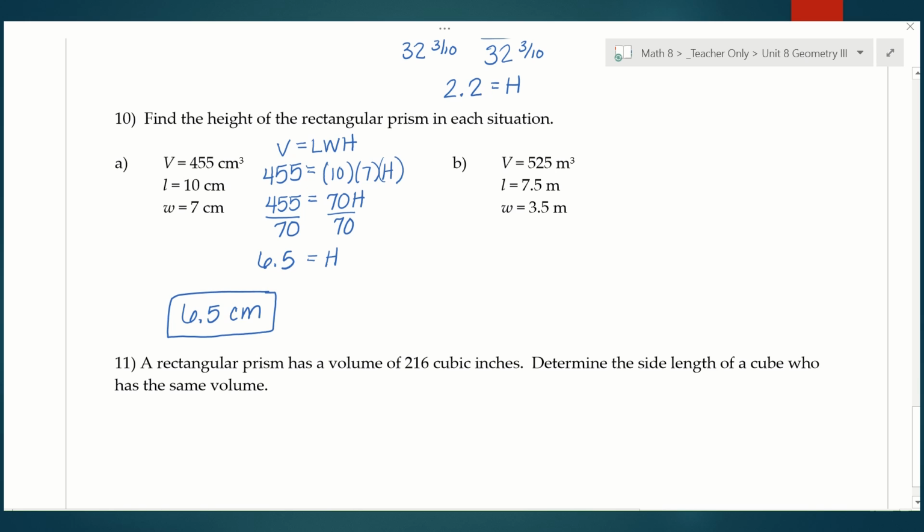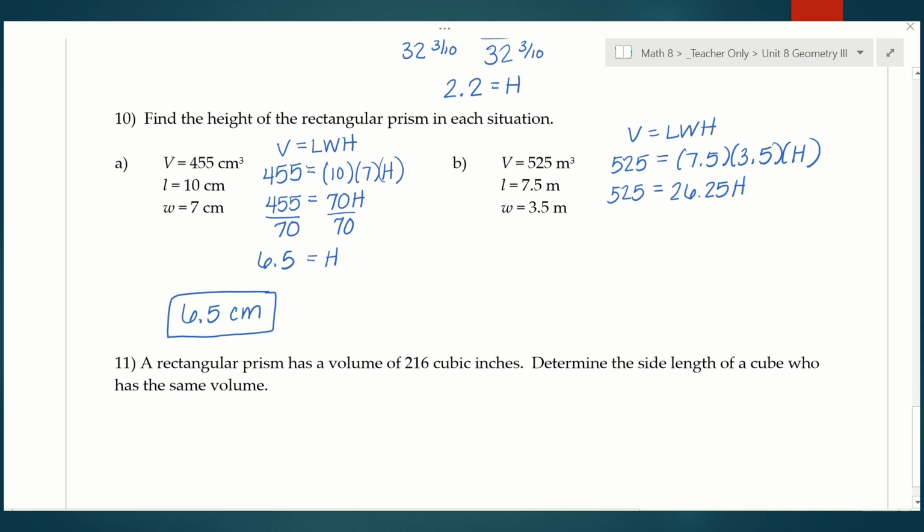Okay, part B, same idea. It's another rectangular prism where they've given me the volume, the length, and the width. So let's plug in each of those numbers into our formula in the appropriate place. Okay, so the first thing I need to do is 7.5 times 3.5. And that gives me 26.25 h.